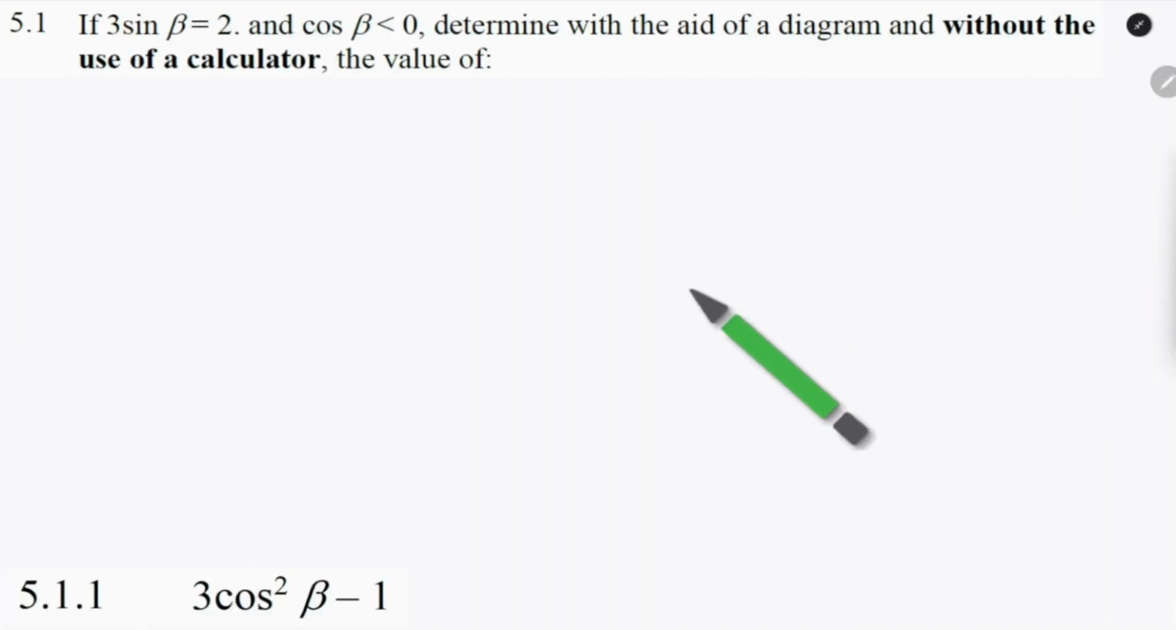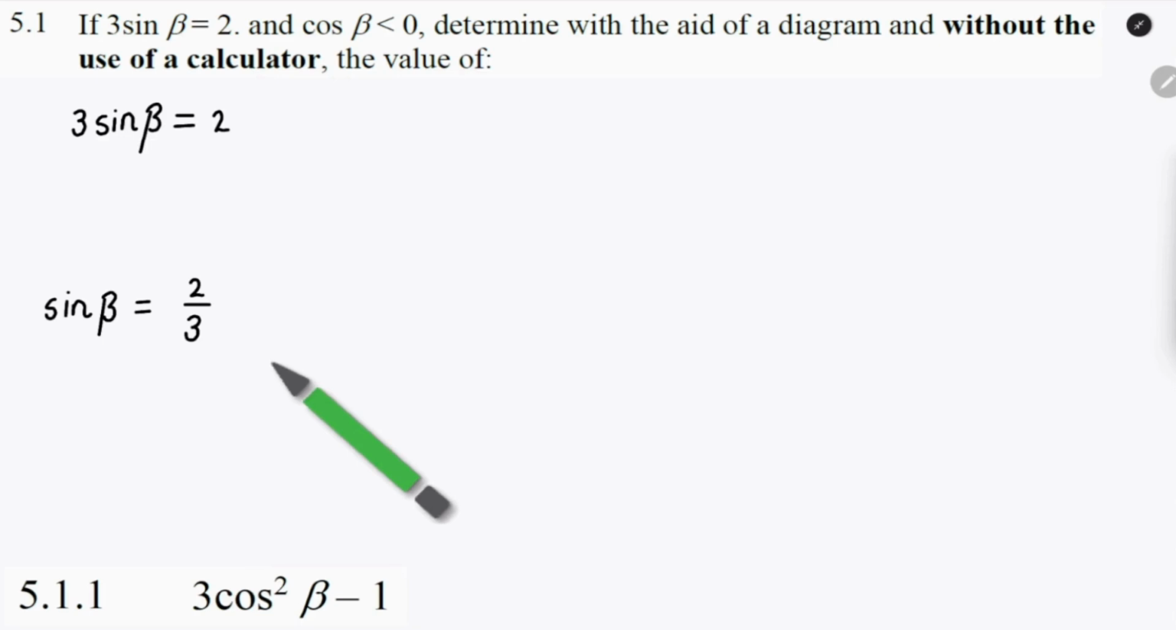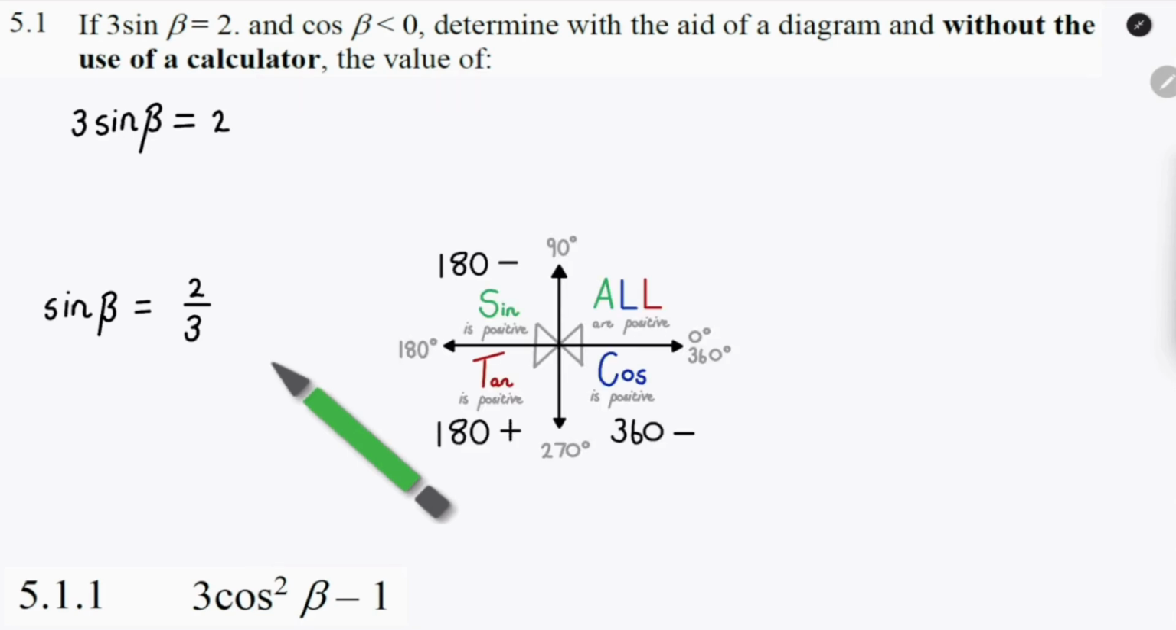In question 5, we start off with trigonometry, and they told us with the aid of a diagram, so that means we're going to have to do a sketch. And if we're going to do a sketch, we need to decide what quadrant we're going to be working in. So first things first, we need to grab this 3 sine beta equals 2 and get sine on its own so that I can assess whether sine is positive or negative. In this case, we can clearly see that sine is positive based upon looking at this fraction here.